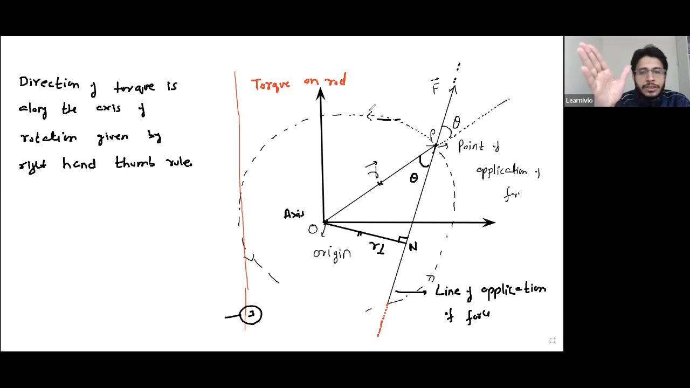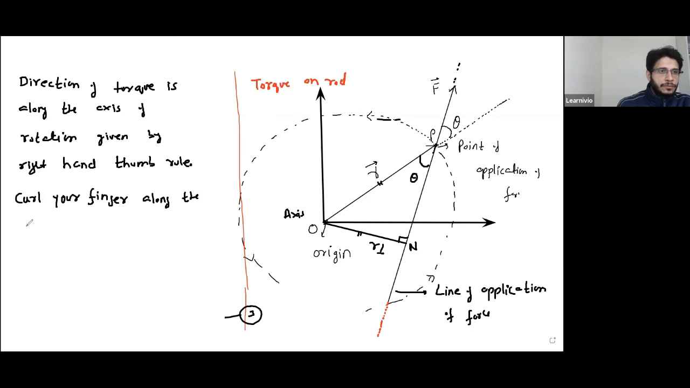This is one method to calculate torque. Just curl your finger along the sense of rotation. If your body is rotating anti-clockwise, just curl your finger anti-clockwise. If your body is rotating clockwise, then curl your finger clockwise. And this thumb will give the direction of torque. So your torque is acting in the outwards direction. So for torque, there's two methods basically. Curl your finger along the sense of rotation. Thumb will give direction of torque.